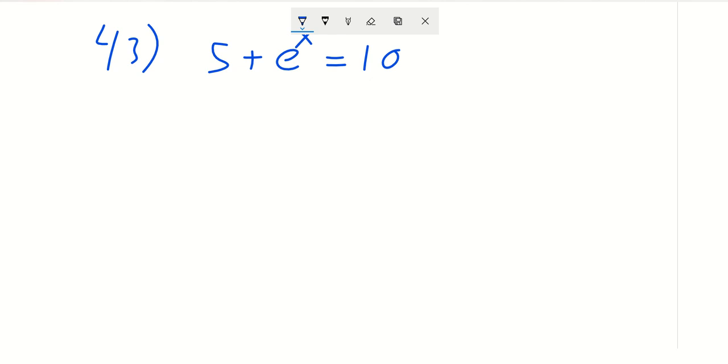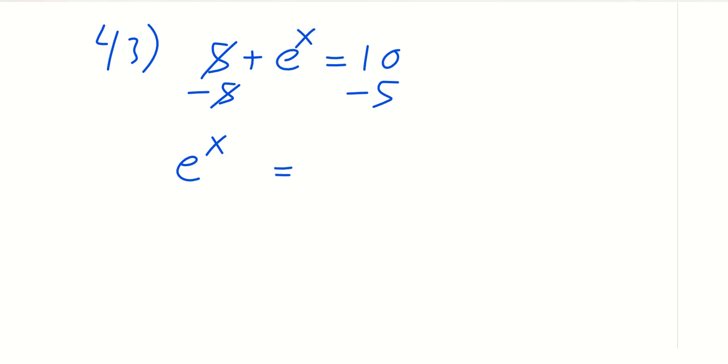In question 43, we run into kind of the other type of exponential equation where it's not going to be possible to rewrite both sides of the same base. The first step on a question like this, however, is we need to isolate and get the exponential term all by itself. So I'm going to subtract 5 from both sides so that we can rewrite this as e to the x equals 5.